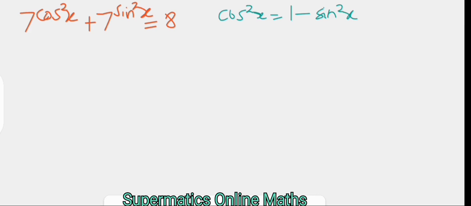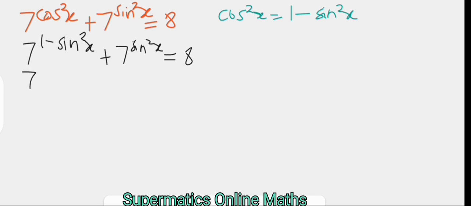So that the trigonometric equation becomes 7 to the power of 1 minus sine square x plus 7 to the power of sine square x equals a. Then the exponent 1 minus sine square x can be written as 7 to the power of 1 divided by 7 to the power of sine square x, and that's plus 7 to the power of sine square x is equal to a.